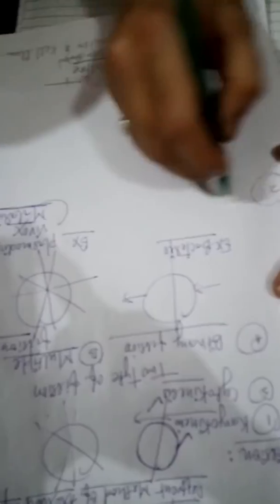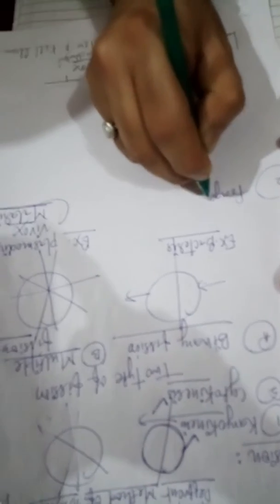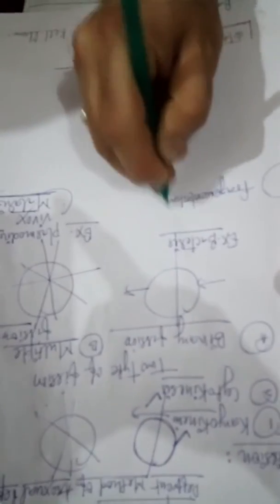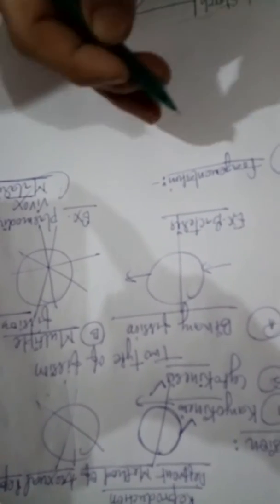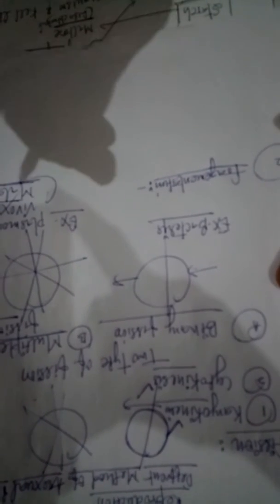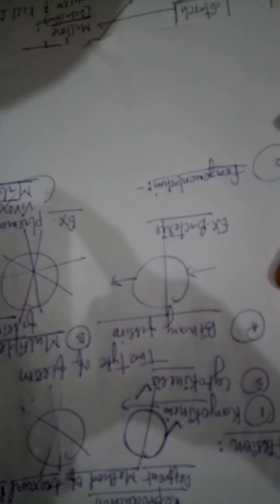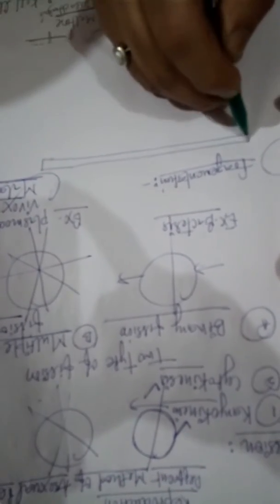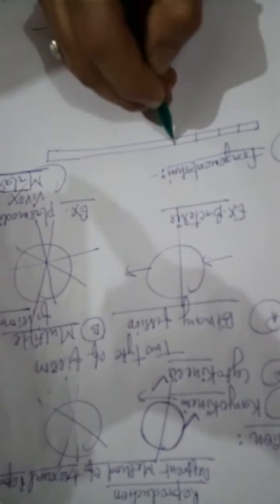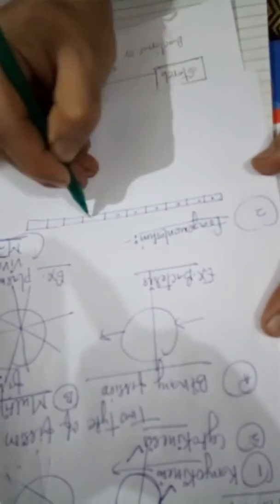Second method of asexual reproduction, fragmentation. In this method, the filamentous organism directly breaks into two or more parts. Then each part forms a new offspring. But it is different from fission because it is present in filamentous organisms. What is the meaning of filamentous? Thread-like organisms. Those organisms which have a thread-like structure are divided by this method.